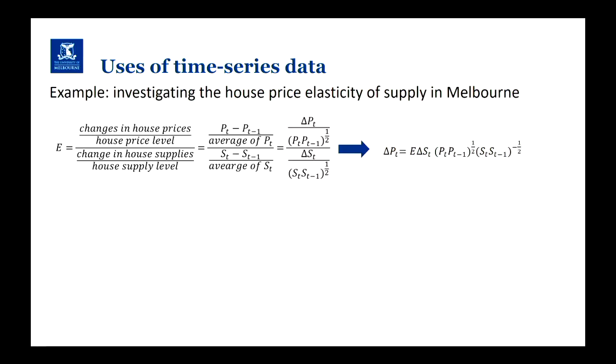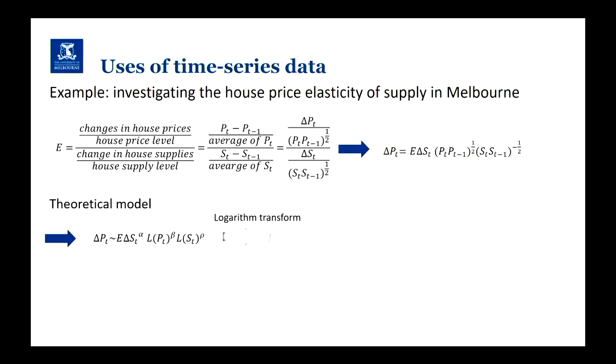And from this equation, we can induce that the change in house price may be expressed by this function. And then we can develop our theoretical model. So the house price change may be related to the changes in housing supply, and also its previous price level and its previous supply level. And here another thing I want to demonstrate is that it's not a simple linear relationship.